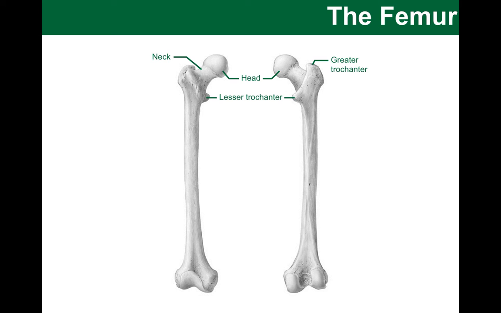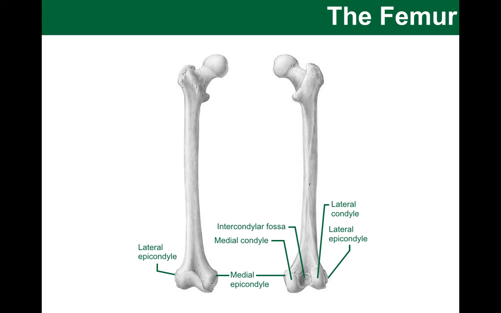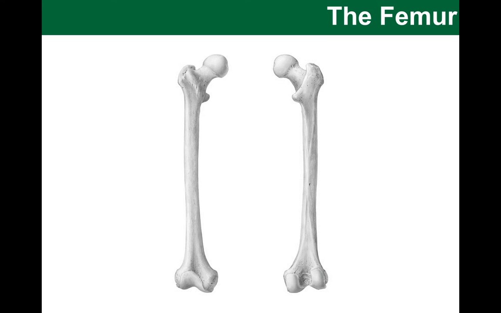And then we have major muscle attachment sites, the greater and lesser trochanters. More distally on the femur, we have epicondyles and condyles, which are again muscle attachment sites laterally and medially. And we have this fossa between the condyles. And then on the anterior side, the site for the patella to articulate too. This is our femur.